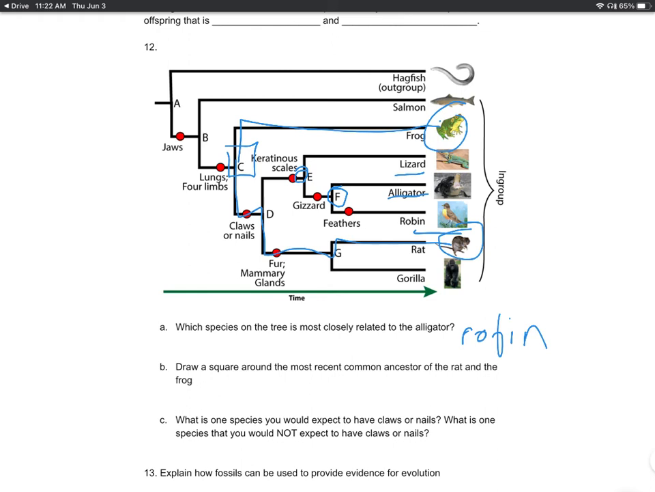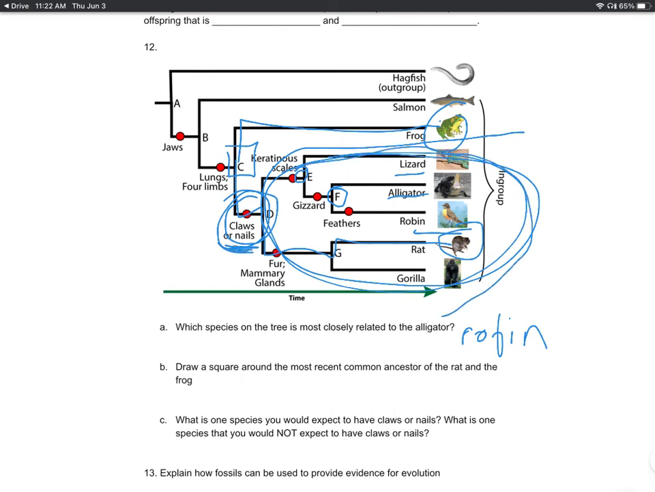And what is one species you would expect to have claws or nails? So here's claws and nails. So I would expect everything right here, the lizard, the alligator, the robin, the rat, and the gorilla, to have claws and nails, because that trait developed here, and that would be a homologous structure that all of those share. I would not expect these, the hagfish, the salmon, or the frog, to have claws and nails, because claws and nails developed here, and so these were before that, they're back here, and so they would not have claws or nails.